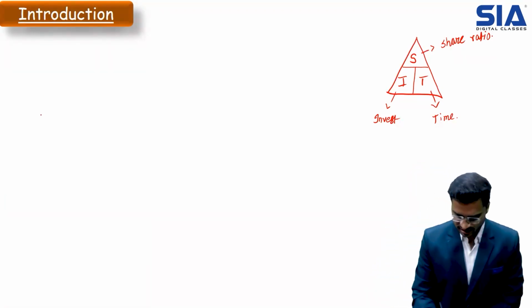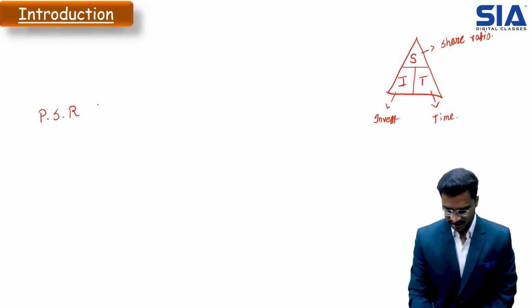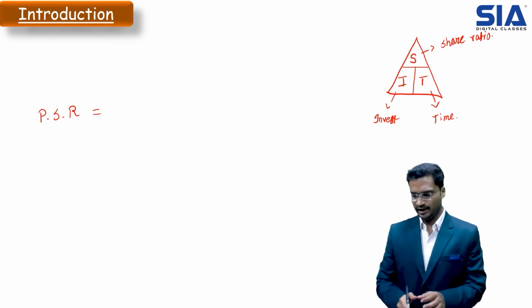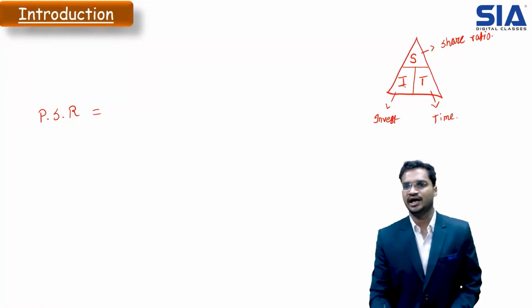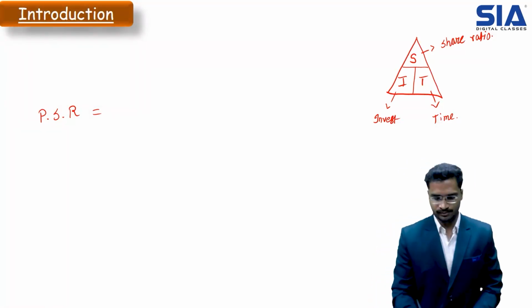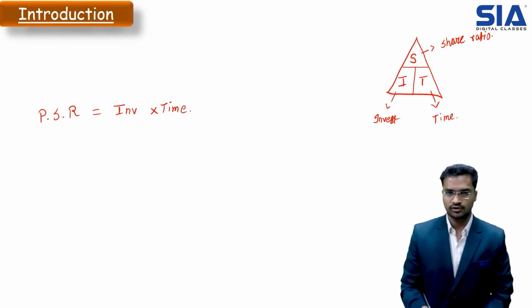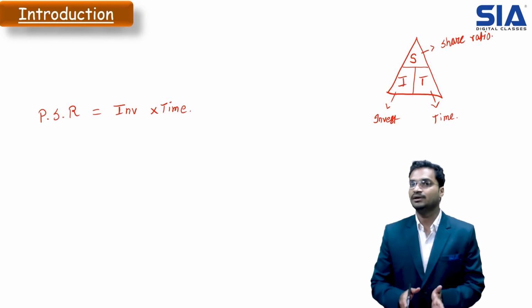From this I can write the sharing ratio as profit sharing ratio. If I want the profit sharing ratio, what do I have to do? I have to simply close the S value. If I keep a finger on this S, I am left with two values, I and T. So I multiplied by T. Profit sharing ratio is equal to investment into time. So profit sharing ratio is nothing but investment multiplied by time.